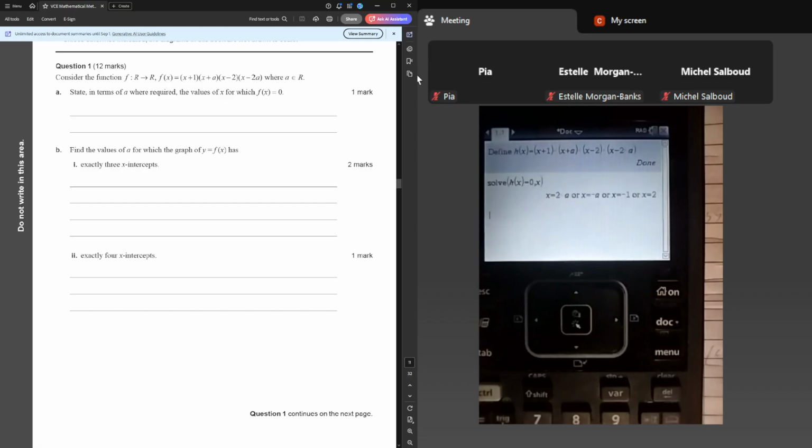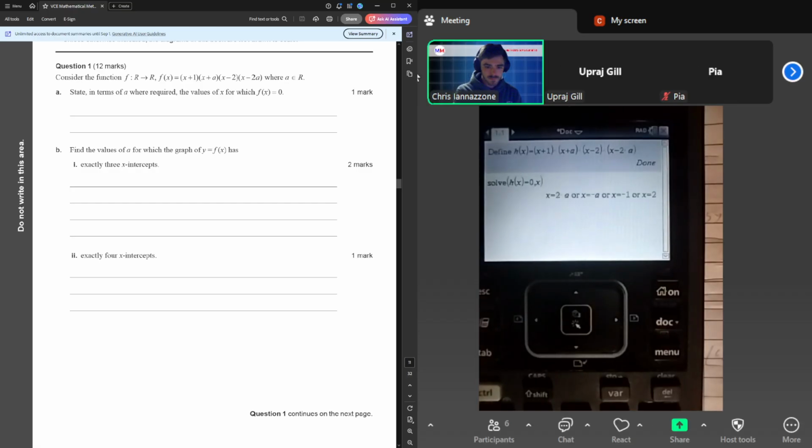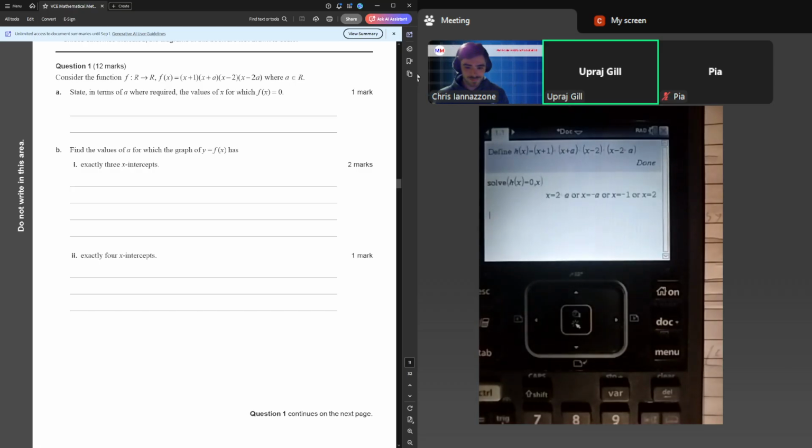For any newcomers who might be lost where we're at, part B I. Okay, since two of the solutions are already the same, that means two of the solutions have to be different if we need to have exactly three x-intercepts, right? So then does that just mean that a is any real number except one?